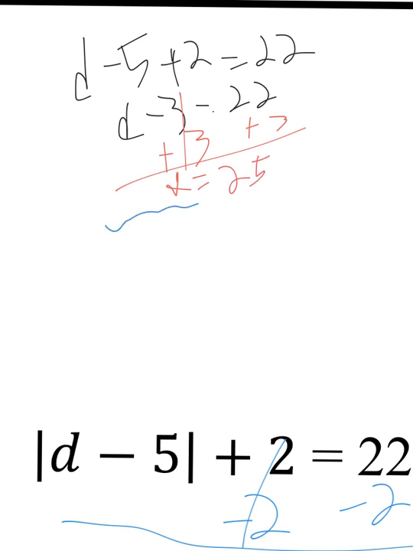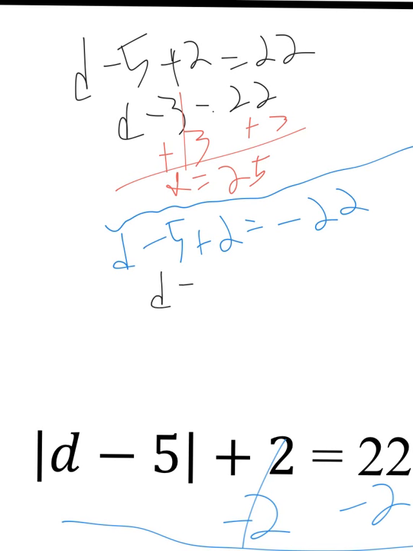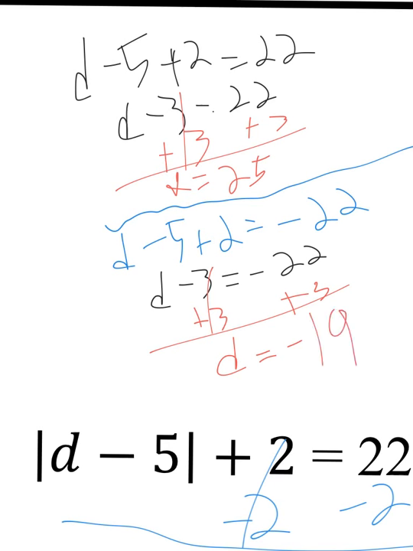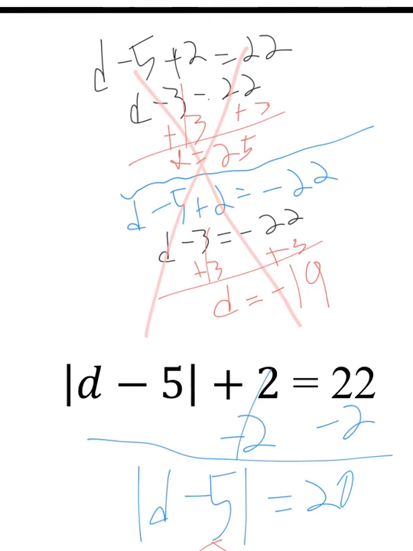But when you do your negative solution, d minus 5 plus 2 equals negative 22. You'll get d minus 3 equals negative 22. And then when you add 3 to the other side, you see you get d equals negative 19, which is the wrong answer. So if you don't clean up the stuff on the outside of the absolute value bars before you split it up into your two equations, it'll lead you into the wrong answer.